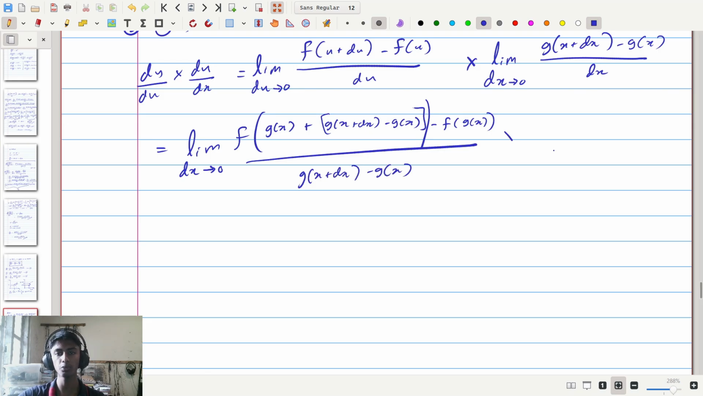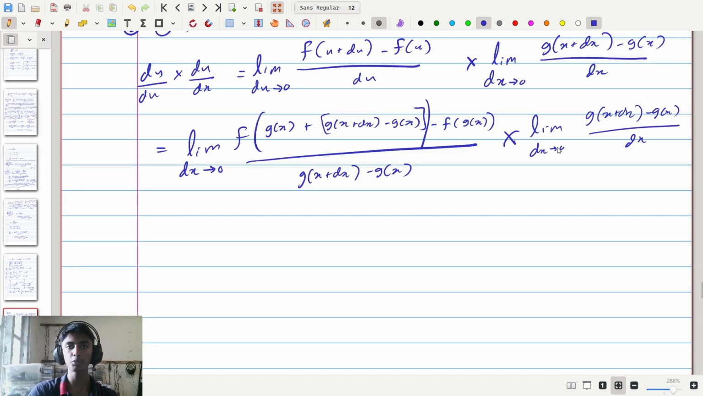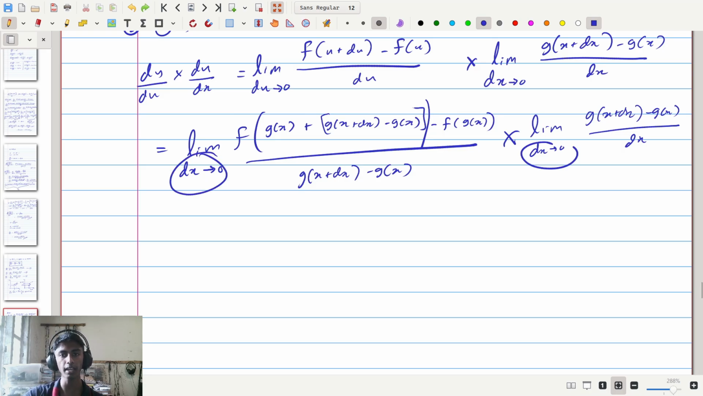This whole limit needs to then be multiplied by the second limit, which is the limit as dx approaches 0 of g of x plus dx minus g of x divided by dx. Now here we have a product of two limits. Recall that the limit of the product is equal to the product of the limits. So we can turn this product of two functions into a single limit of a product. We can do this only because the two limits are the same exact limit. They are both going to the same exact value.